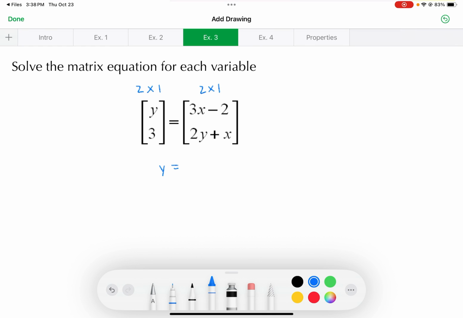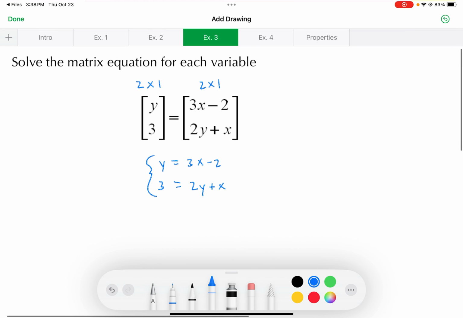So I'm going to be able to set y equal to 3x minus 2. All right, now I can't solve that by itself since there's 2 variables in there. But notice if I set the other 2 elements equal to each other, I've created a system. Okay, and of course I can solve that system algebraically. This one would be perfect for substitution.